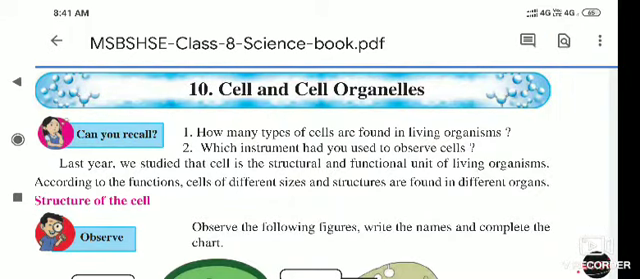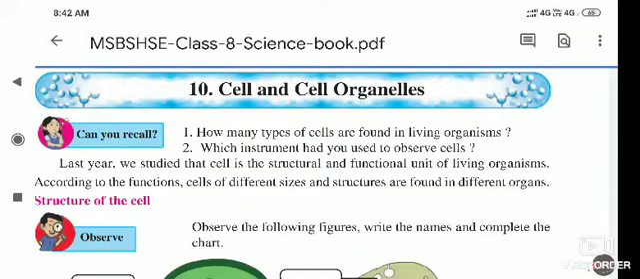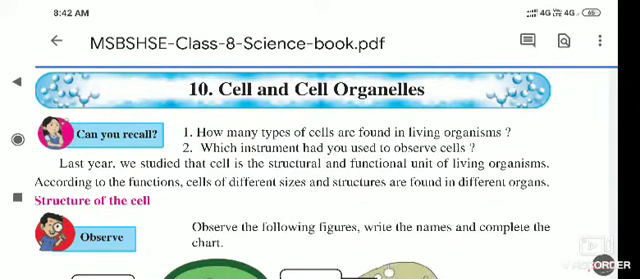As we know, every organism is made up of cells. The smallest unit of the body is called a cell. Some animals have only a single cell in the body. Some animals are multicellular, so they have organs or organ systems in their body, performing different functions with the help of these cells.